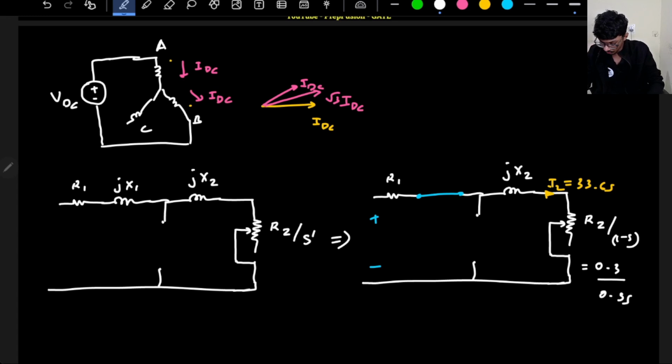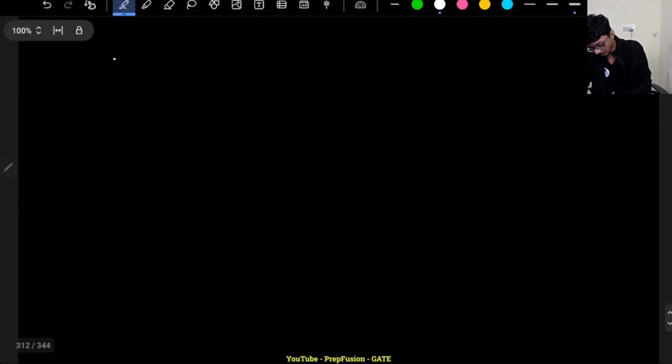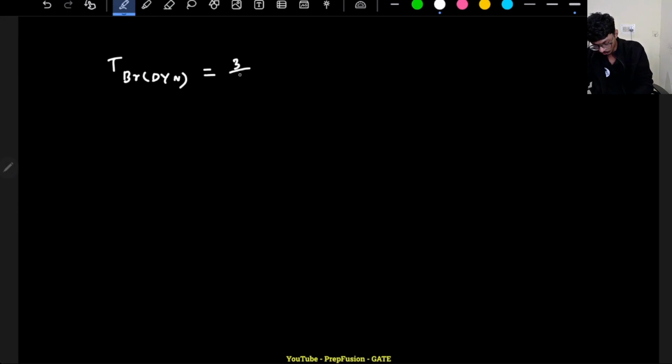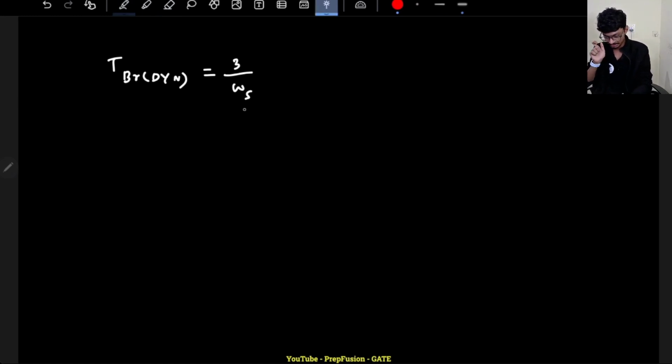And what will be the developed torque? Now the braking torque due to dynamic braking, because they are just asking what is the developed torque due to dynamic braking, it will be 3 by omega s. This will not change. Omega s and omega r are almost equivalent, so that's why this does not change, because the rotor is almost near the synchronous speed.